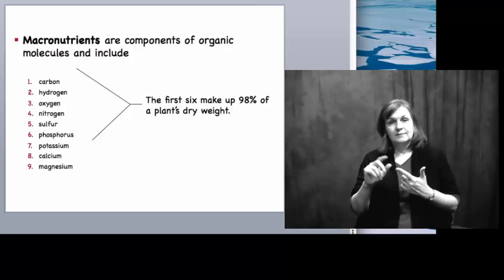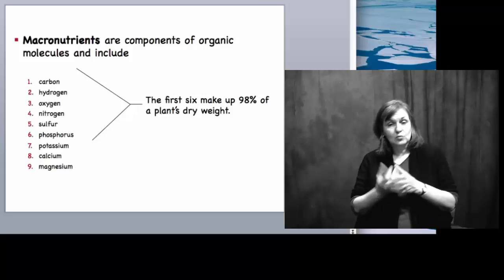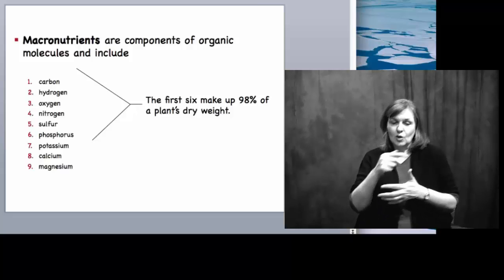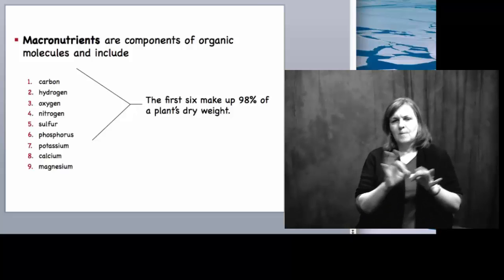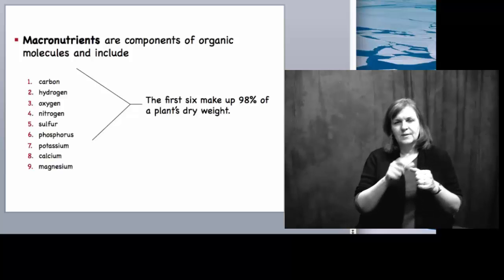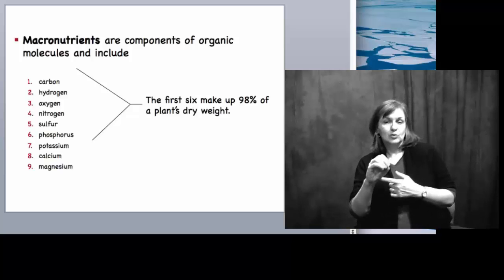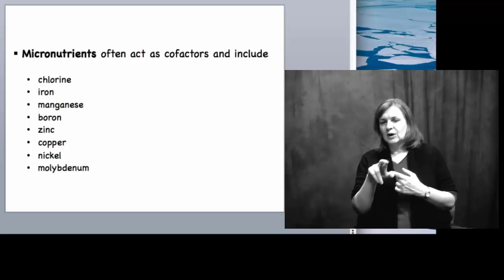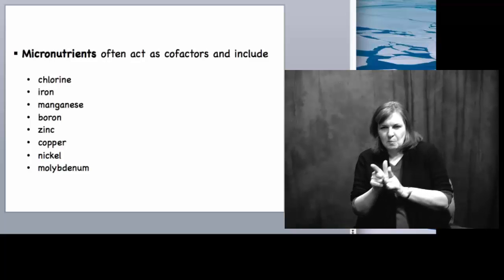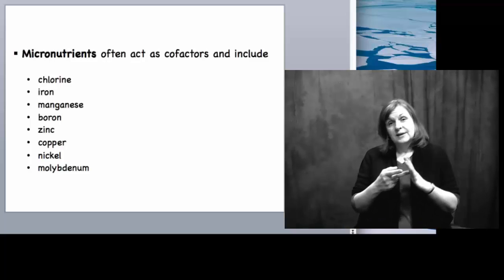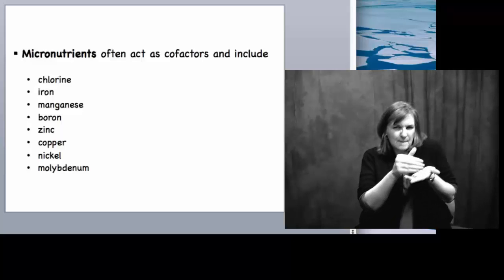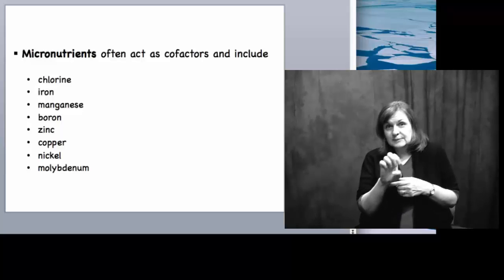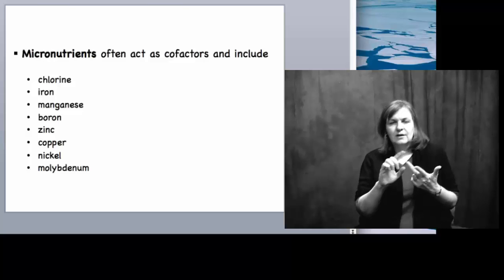Potassium, calcium, and magnesium also critical for a number of plant functions including growth and reproduction, but those top 6 are really the key that you should focus on. There are also 8 micronutrients. Again, micro not meaning that these are small molecules or small elements, but instead meaning that plants actually need very little of them. Chlorine and iron and so on.